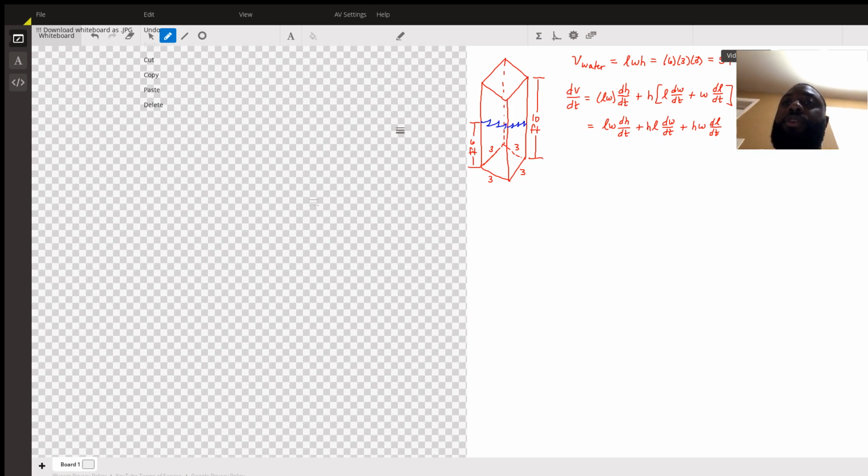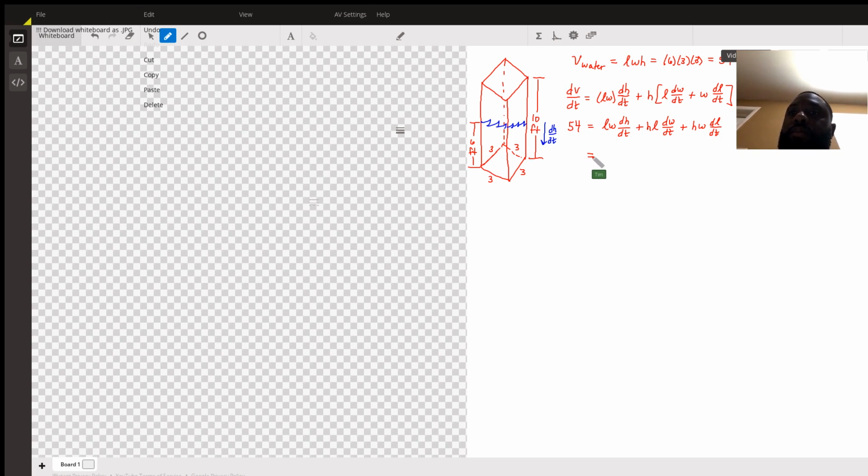We have the change in volume being that 54. It says, if the side lengths change at a rate of 1/3 feet per second, how fast is the water draining? So that means the water starting from here is decreasing at a constant rate. That is what we are looking for.